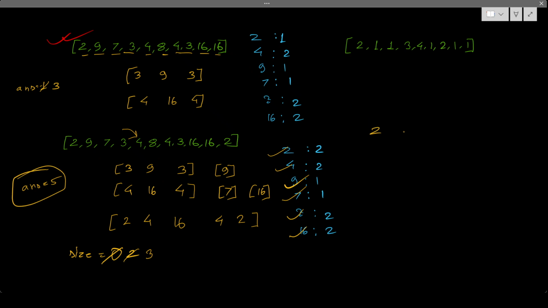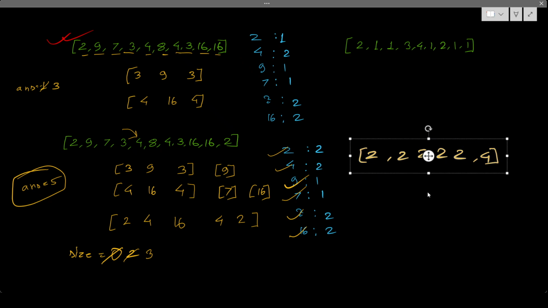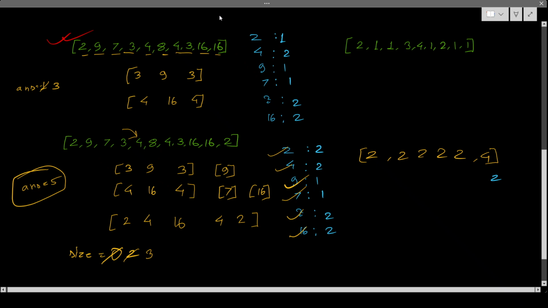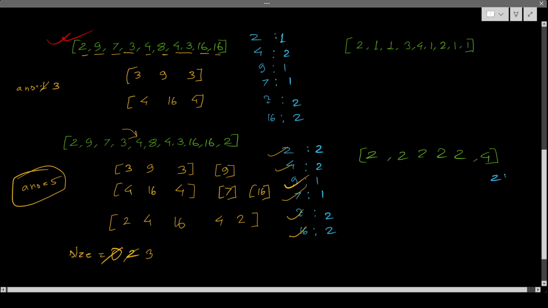See this example: 2, 2, 2, 2, 2, and 4. If this is my array, what will happen? If this is the array, what is my frequency array? The frequency array is: 2 is present 5 times, and 4 is present 1 time.